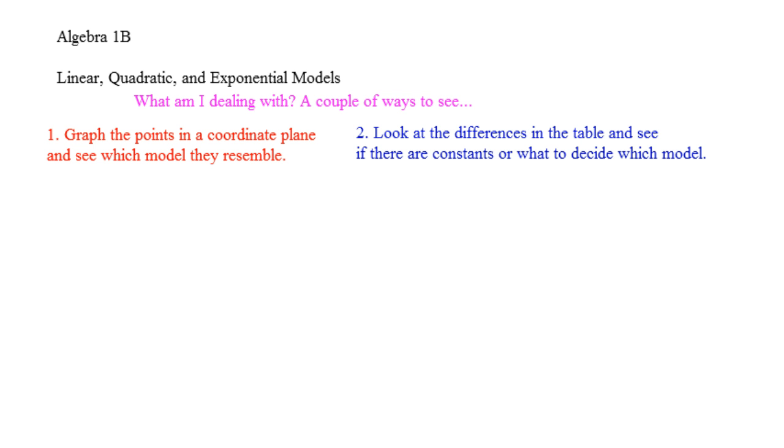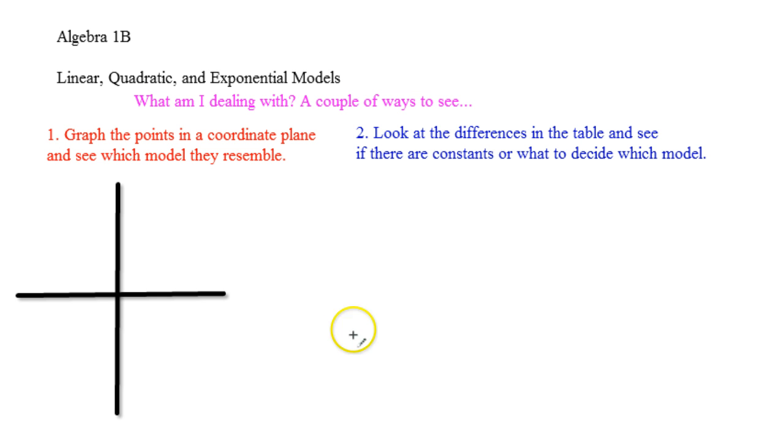Okay, so there's a couple ways to see. Number one is graph the points in a coordinate plane and see which model they resemble. For example, you just take your points and graph them in the coordinate plane. If they appear in a linear fashion, you're probably dealing with a line, something that you can draw a line straight through.